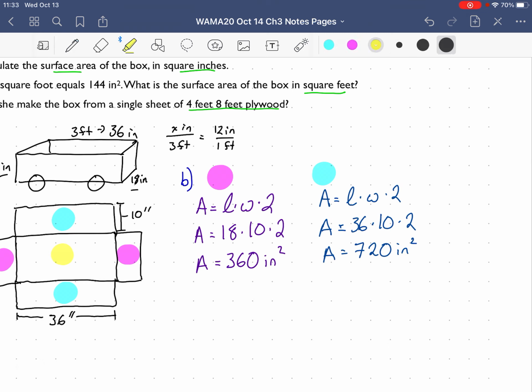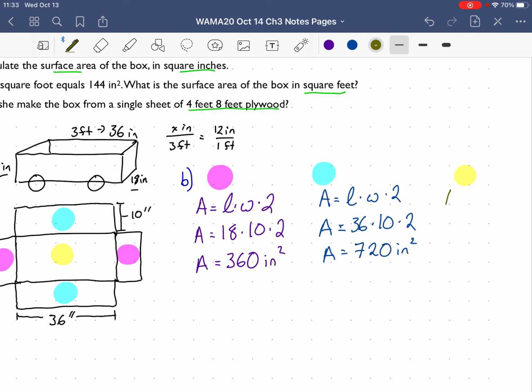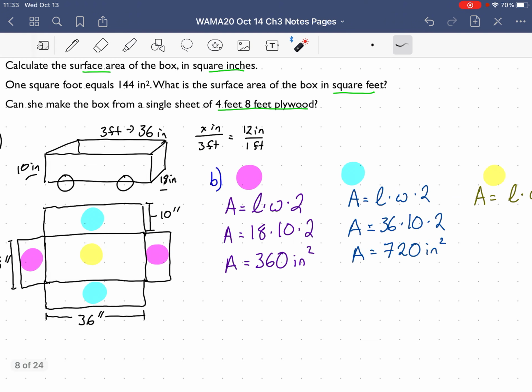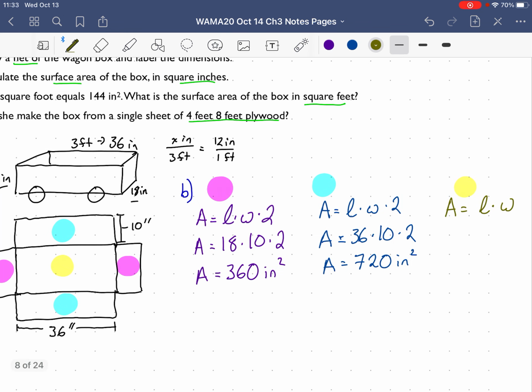All right, lastly, we do the yellow rectangle, and there's only one of those. And I'll find a nice dark yellow. Area is equal to length times width. Now we look at this one, and it's 18 inches this way. 18 inches by 36 inches. So area is equal to 18 times 36. That one I can't do in my head. If I thought about it for a little bit, I think I could. 648 inches squared.